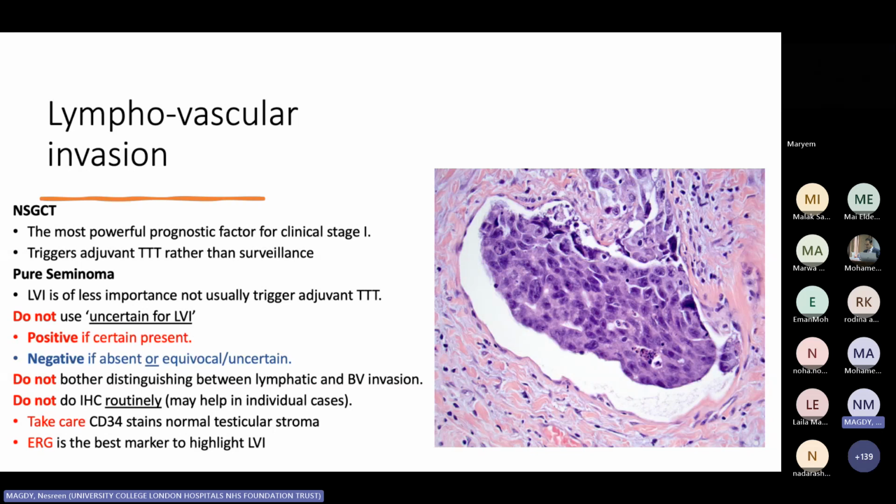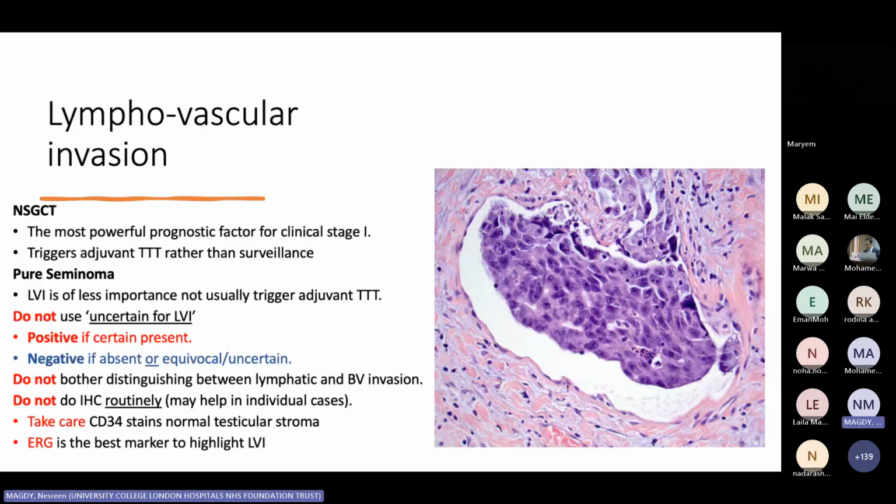So it should be reported. If you are certain that there is lymphovascular invasion, this is reported as positive. If you are certain that there is no lymphovascular invasion, this is reported as negative. But if you are uncertain, don't say uncertain, say negative, because this may trigger the clinicians to treat the patient as having lymphovascular invasion, with unnecessary treatment or over-treatment of the patient.